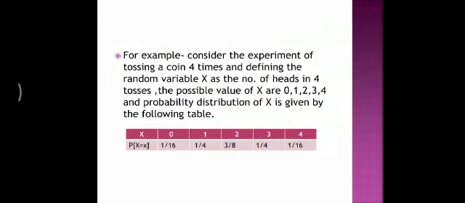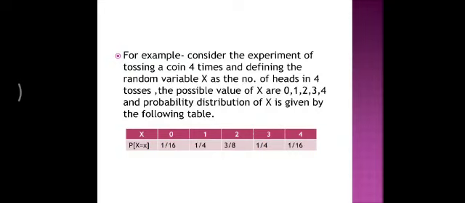For this we consider one example. Consider the experiment of tossing a coin four times and defining the random variable x as the number of heads in 4 tosses. The possible values of capital X are 0, 1, 2, 3, 4, and the probability distribution of x is given by the following table.